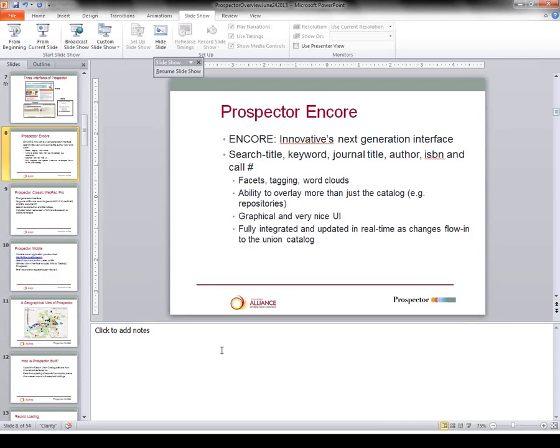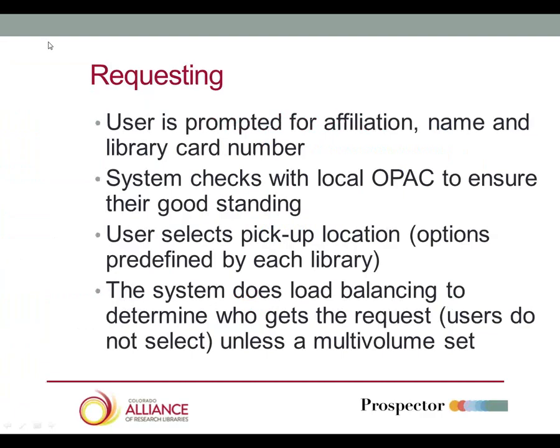So now we'll move on to requesting. In requesting in Prospector, you'll probably be familiar with this. The user is prompted for an affiliation, name, and library card. The system checks with the local OPAC to make sure you're in good standing, and then the user can select a pickup location. And the one thing I want to mention is that once they select their pickup location, they can say, I want to place a hold on this item.